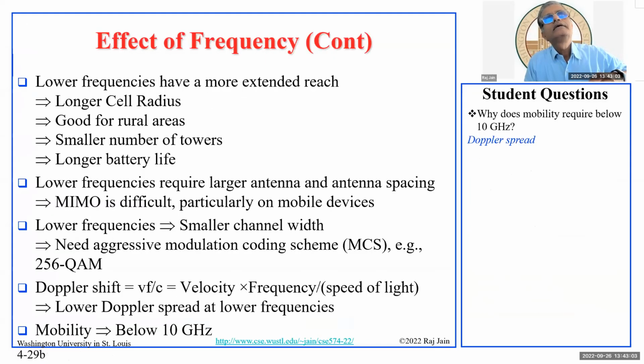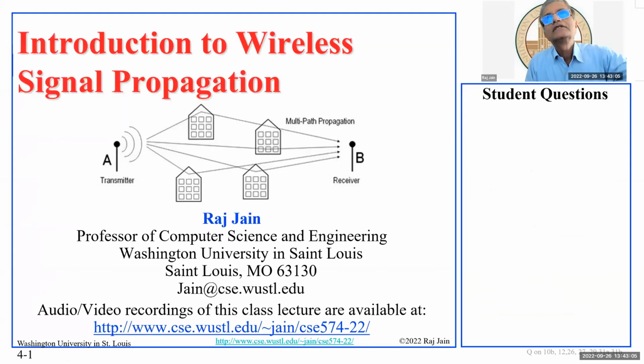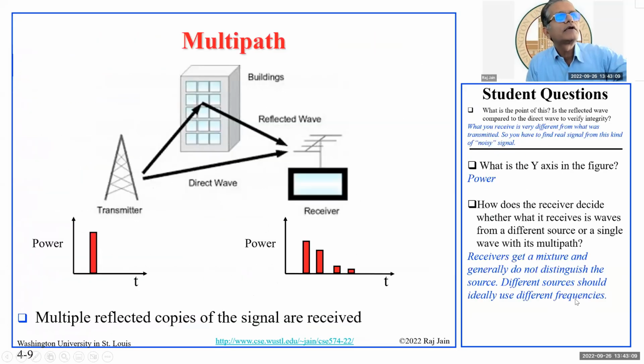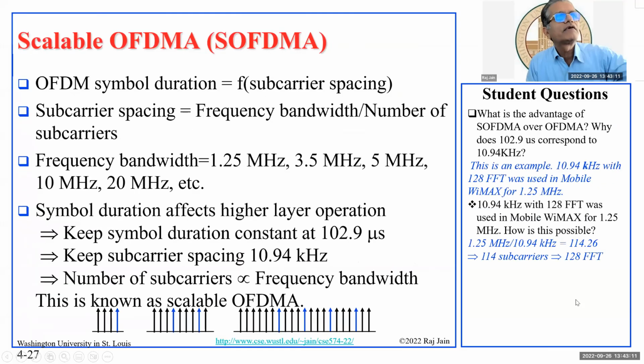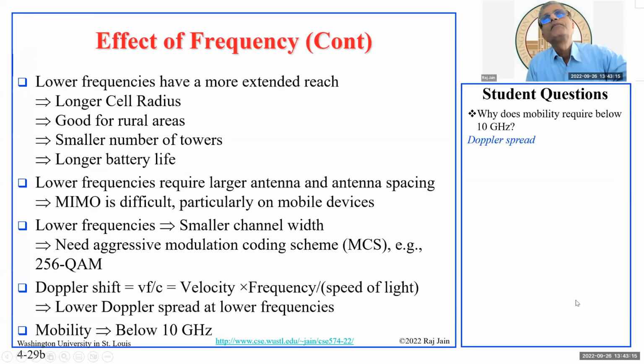I think now let me just go back to the home and see where we are. 27, 29. So let's go to 27, 29, 31. 27. We finished that. 29. Why does mobility require below 10 gigahertz? Mobility requires below 10 gigahertz. Doppler spread.